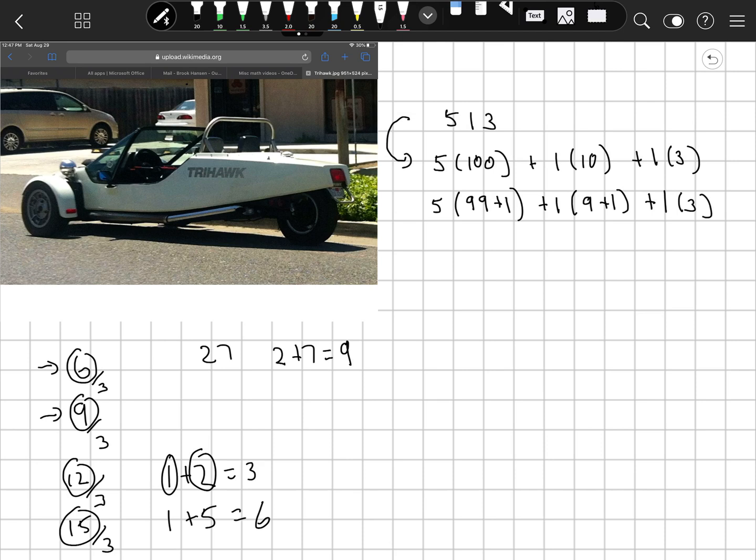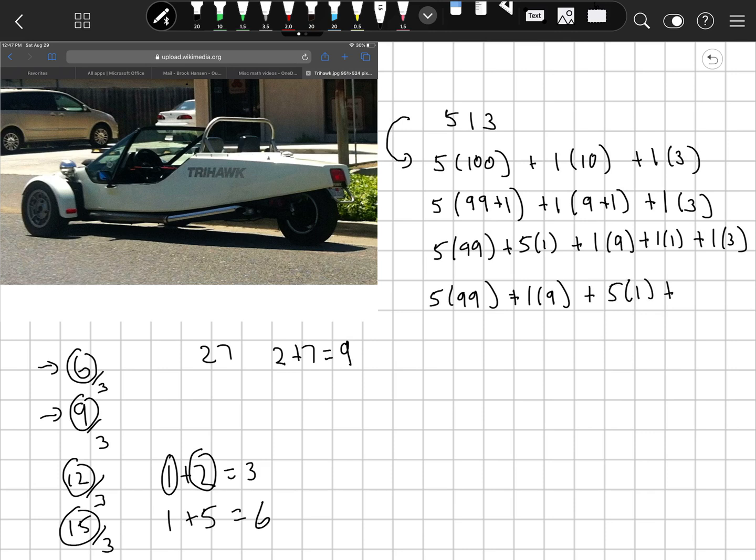Okay, so now what we need to do is a little bit of distributive property. So I'm going to rewrite this 5 times 99 plus 5 times 1. And this is going to be 1 times 9 plus 1 times 1. And this is going to be 1 times 3. Okay, now we want to do the commutative property. We want to move these around a little bit. So we've got 5 times 99 plus 1 times 9 plus 5 times 1 plus 1 times 1 plus 1 times 3.